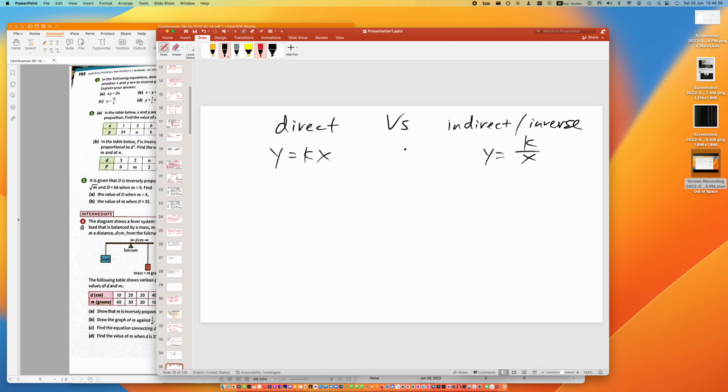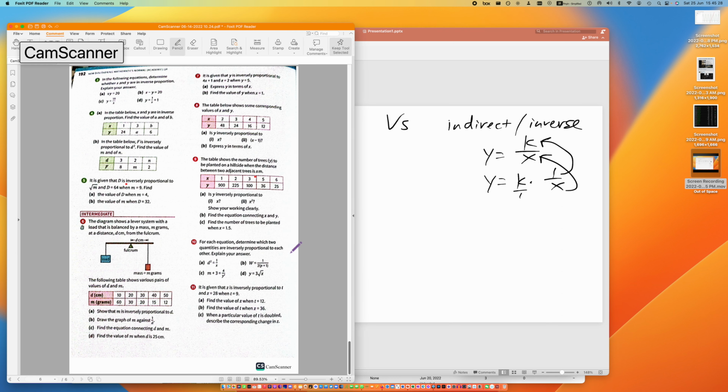In a way, what you see is that this one you can simplify into what? This one you can simplify to k times 1 over x. Because you can see it as k times 1, that gives you the numerator, 1 times x, that gives you the denominator. So you can split the k over x into k times 1 over x. Okay? So now they ask you this kind of question.